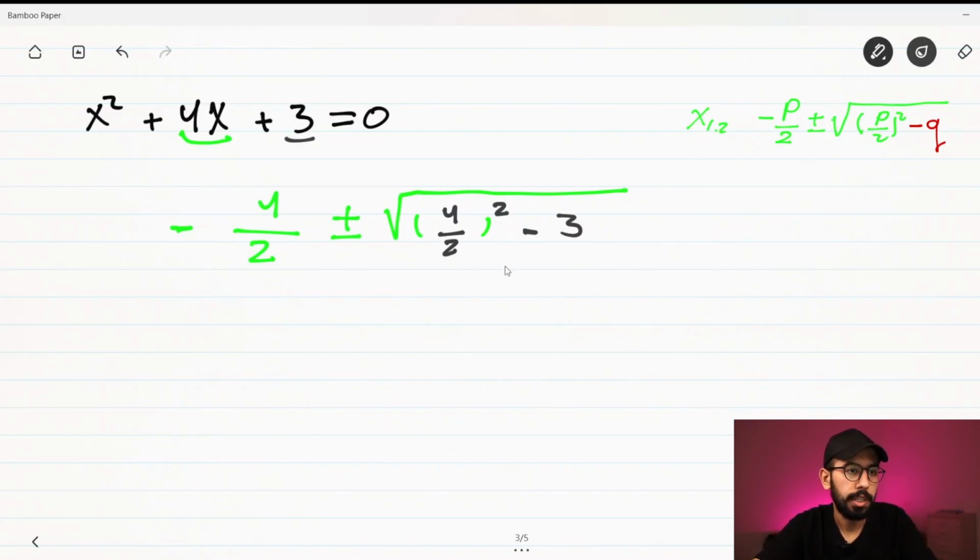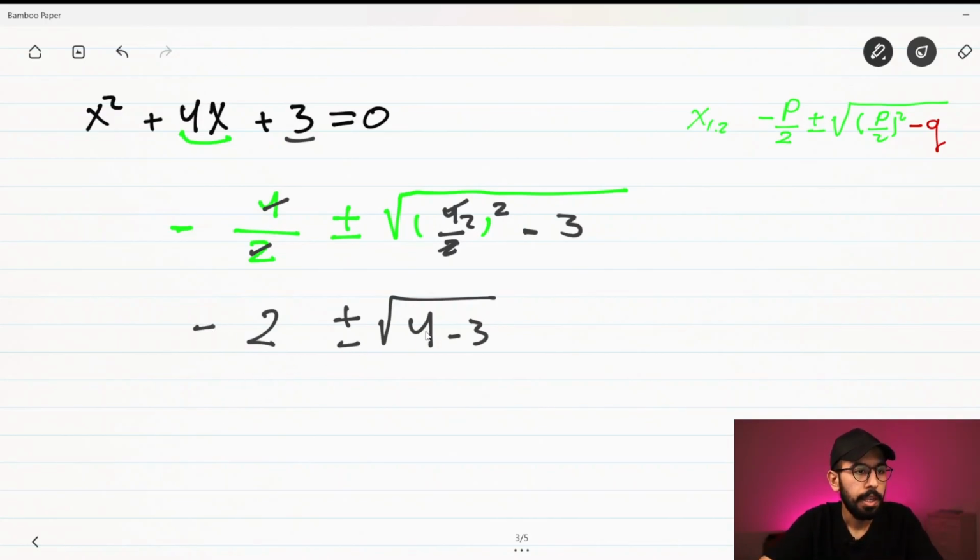Now we solve what is under the root. We have 4 over 2, which is 2, and 2 squared is 4, so we have 4 minus 3 under the root. Outside, 4 over 2 is just 2, with the minus. Now 4 minus 3 is 1, so we have minus 2 plus or minus the root of 1. That means we have two possible answers, because the root of 1 is 1.